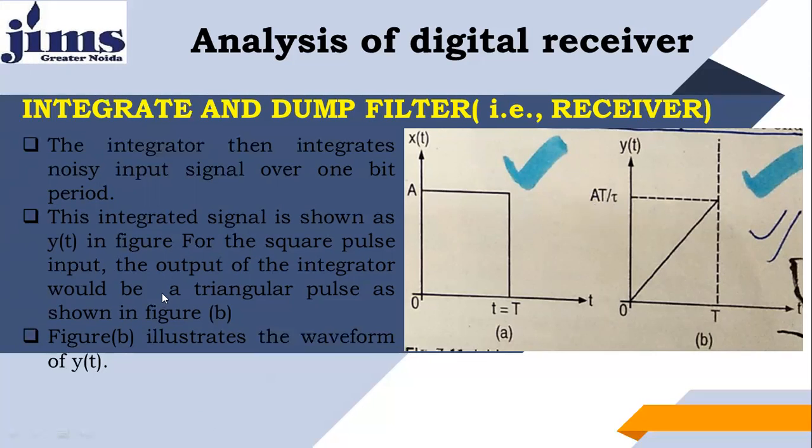So the integrator signal is shown as y(t) in the figure. For the square pulse input, the output of the integrator would be a triangular pulse as shown in figure B, right? So this is the input of the integrator, a square pulse, and you get the triangular pulse at the output because of the property of the integrator circuit. So the capacitor charges up to the voltage level of At/tau.